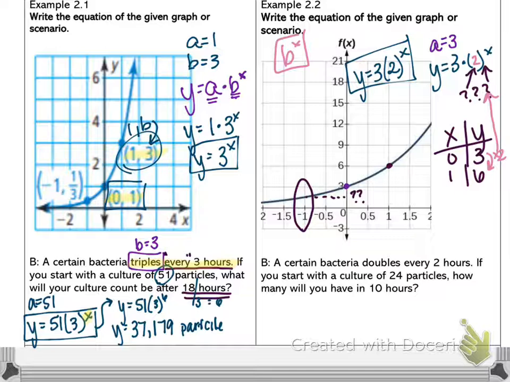Particles. How do you spell particles? Particles. I'm a math teacher, not a spelling teacher.